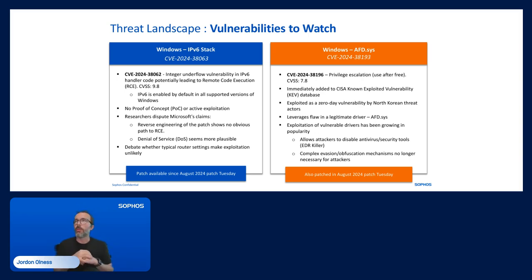CVE-2024-38193. This is a privilege escalation stemming from use after free. This was included in Patch Tuesday and immediately added to the KEV database, which is a bad sign that it's exploited as a 0-day, which is exactly what turned out to be the case. The company that discovered it, Gen Digital, released a statement saying that they discovered a North Korean threat actor that was using the exploit in the wild.